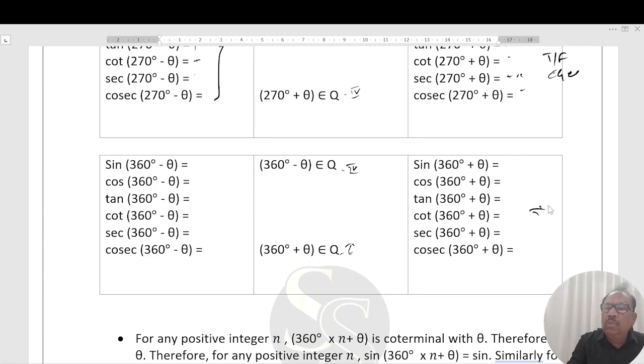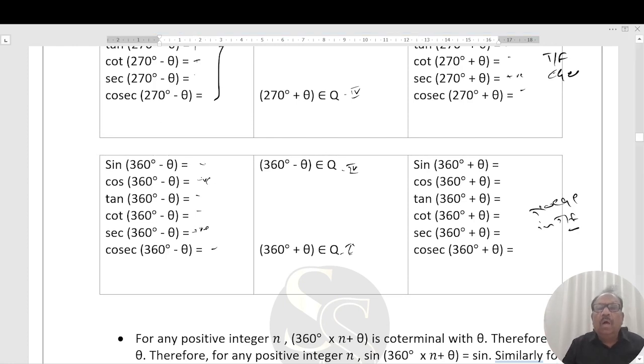In this case, there is no change in trigonometric function. Put the sign according to the quadrant basis. In the fourth quadrant, cos will be positive and sec will be positive. The remaining will be negative. Right? Sin will remain sin, cos will remain cos. No change in trigonometric functions.